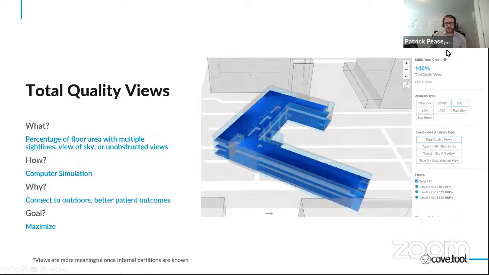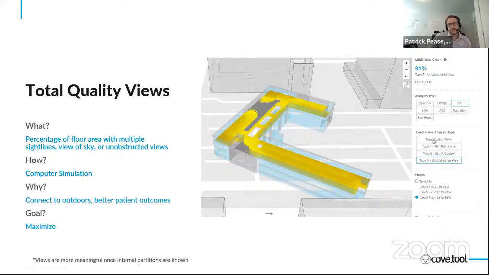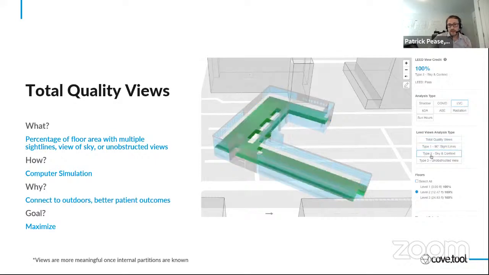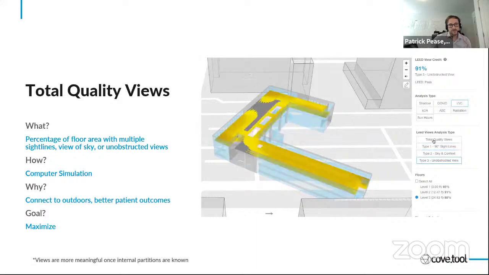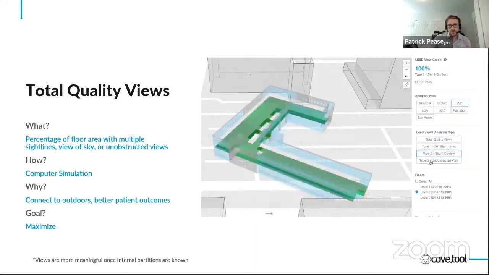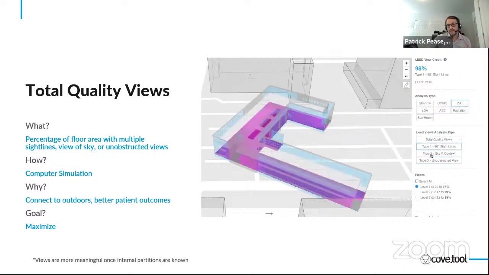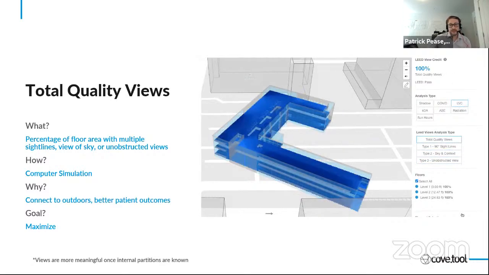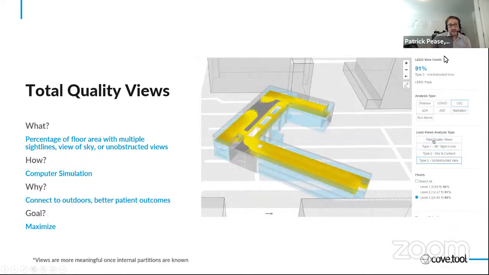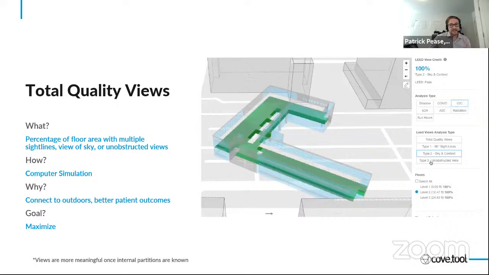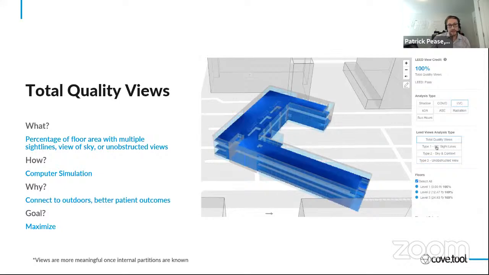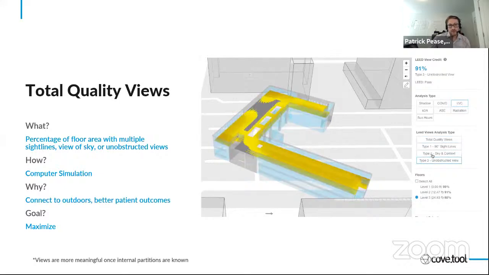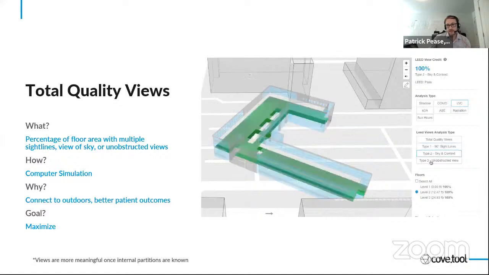Another one that's also important for hospitals and related to daylight and such is quality views. And these are based on the LEED view credit, which is a very helpful credit to quantify what these views actually are. Like, how do we even measure good views versus bad views? And this allows us to look at our building to say, do we have good views to the outdoors? Can we see the sky? These kind of things, again, are connected to people's wellness. So again, we're going to do this with computer simulation, and the goal is to maximize.